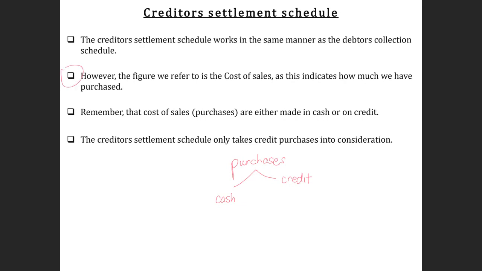So here, please highlight the second point, which says we need to look at your cost of sales, because this indicates how much we have purchased. Again, it's either in cash or on credit, and we are only concerned with the portion on credit. So we are drawing up a creditor's schedule according to which we will pay our creditor. Sometimes they might ask you to do a total payment, like I showed you yesterday, where you draw up the creditor's schedule, but at the bottom of it, you also indicate any payments that were made in cash for those particular months. I'll show that to you here again as well.